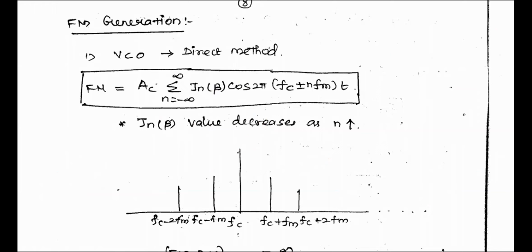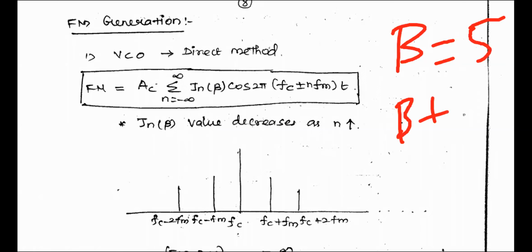Carson defined, you first fix the beta. Beta is some number in general. It has no unit. Okay, why does it have no unit? Delta f divided by fm, frequency divided by frequency. There is no unit. Beta is a number. You add one to that. Suppose it is 5, you will get 6.